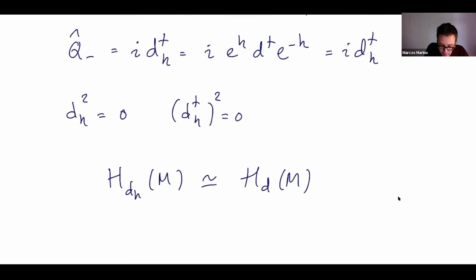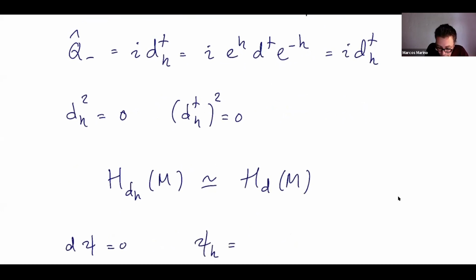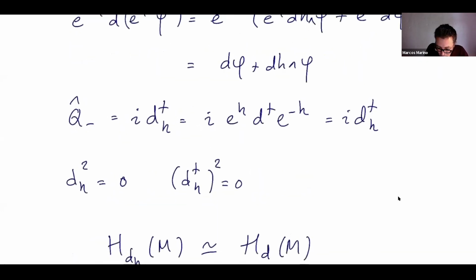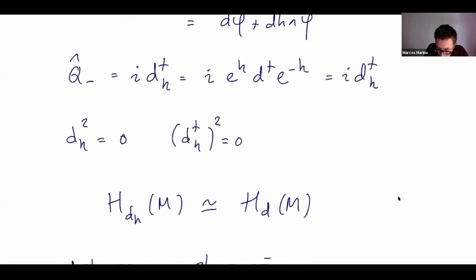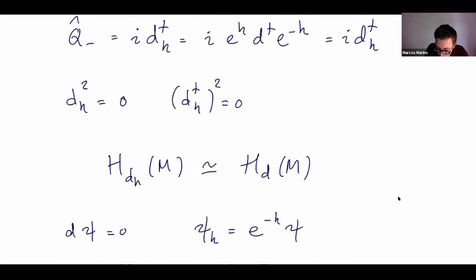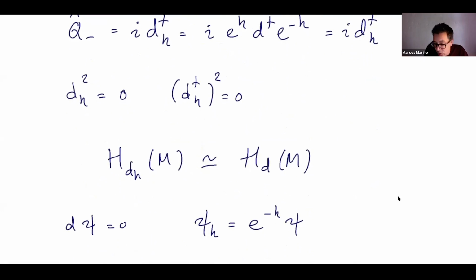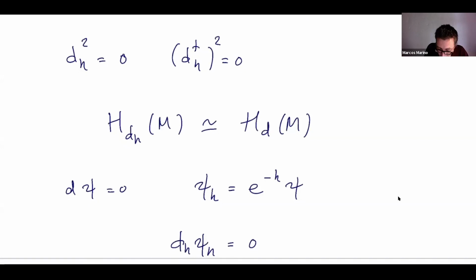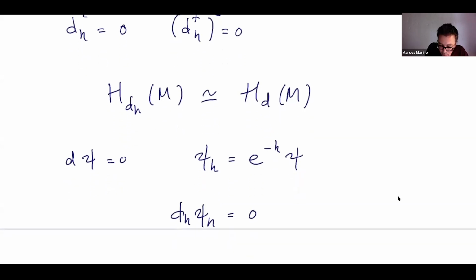And this is very easy to see. For example, if psi is closed with respect to the original differential, then we can create a differential form, which is obtained by just multiplying the previous form by a function, which is an invertible function, by the way. And then it's clear that d_h psi_h is actually 0. So it's closed under the previous form.